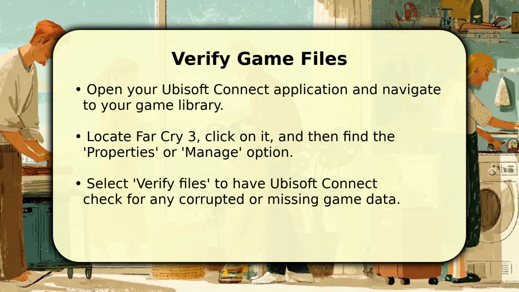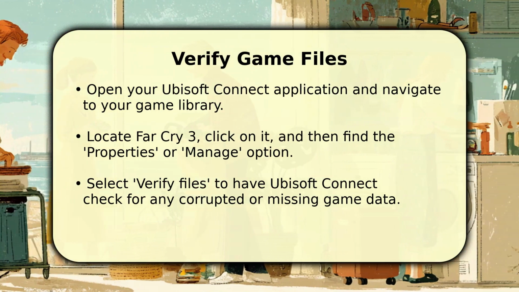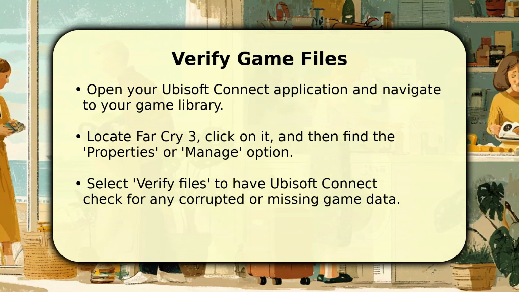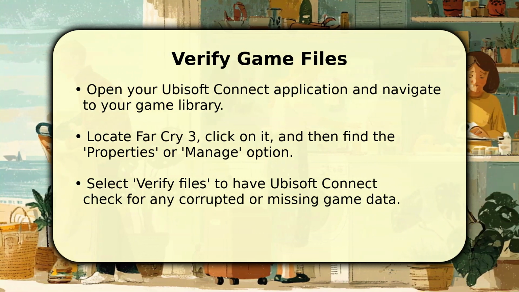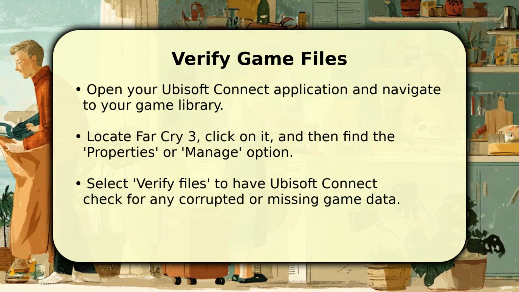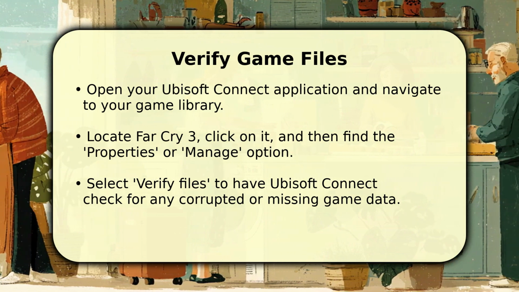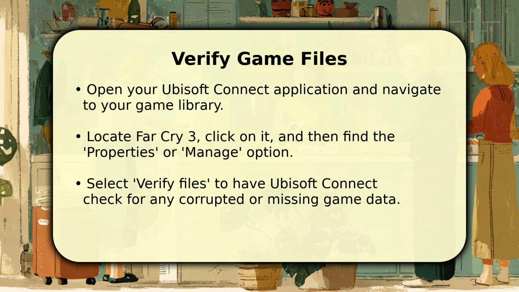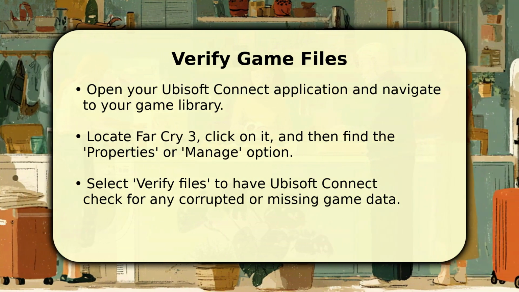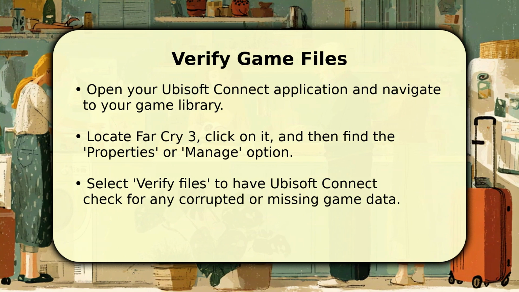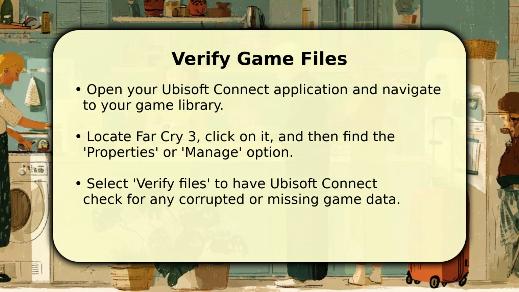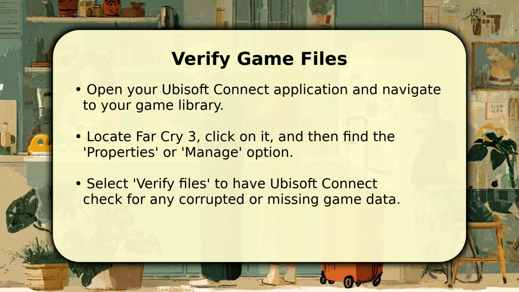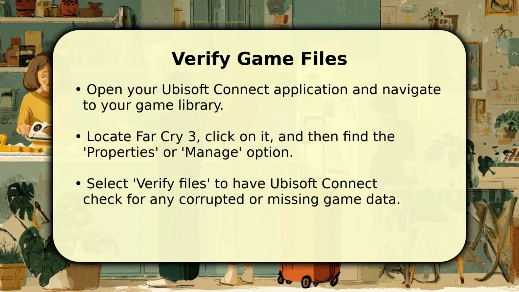Next up, we'll verify the integrity of your game files. Sometimes, downloaded files can become corrupted, leading to launch issues like error code 2. To do this, open your Ubisoft Connect application, then head over to your game library. Find Far Cry 3, right-click on it, and select Properties. From there, you should see an option to verify files. Click that, and the launcher will automatically scan and repair any problematic game files for you. This often resolves many underlying game errors.